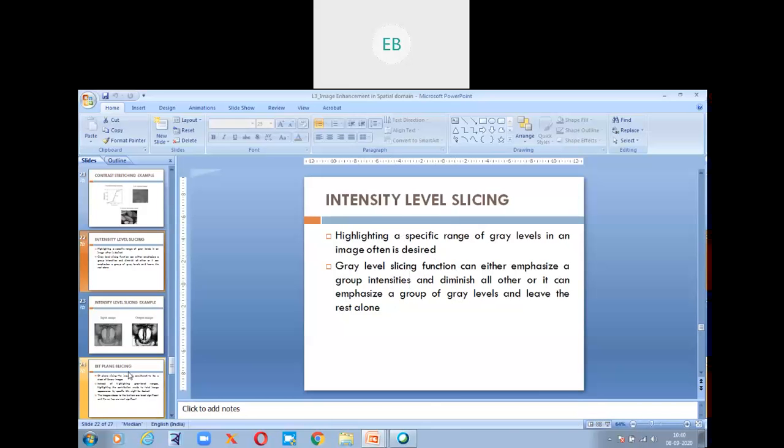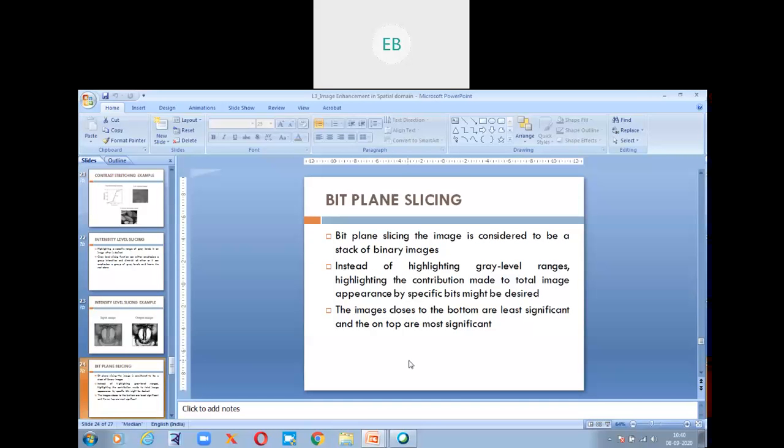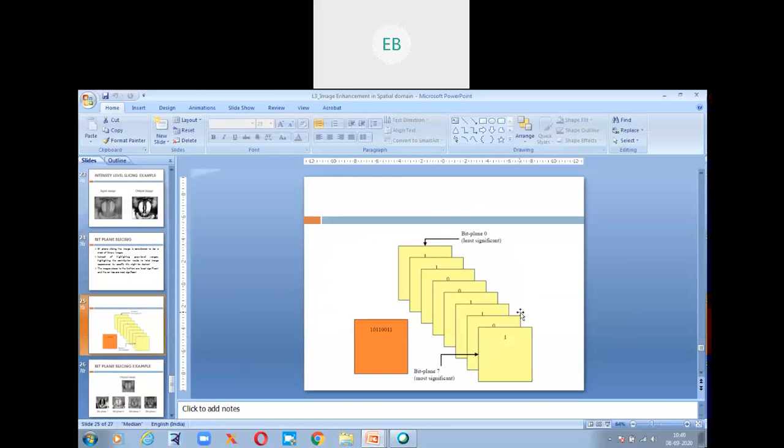Okay. Then what is bit plane slicing? Bit plane slicing is considered to be a stack of binary images. We use bit plane slicing mostly in the case of binary images. And a binary image means values of zeros and ones, right? A binary image is described with the values of zeros and ones. So in bit plane slicing, we spoke of plane levels from 0 to 7, bit plane 7 being the most significant bit and bit plane 0 being the least significant bit. Remember this?